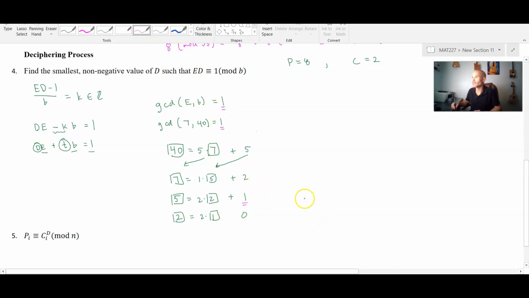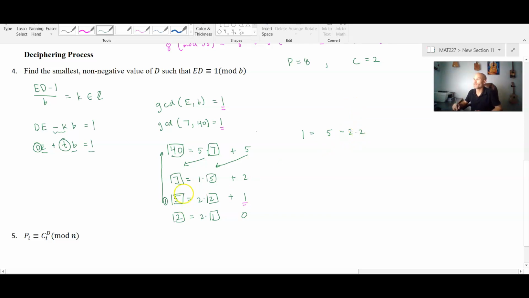That's our GCD right there. And so at this point, we're going to back up. We're going to start from here and execute the extended Euclidean algorithm. So what I do in this first step is I rewrite this equation right here in terms of 1. So 1 is equal to 5 minus 2 times 2.